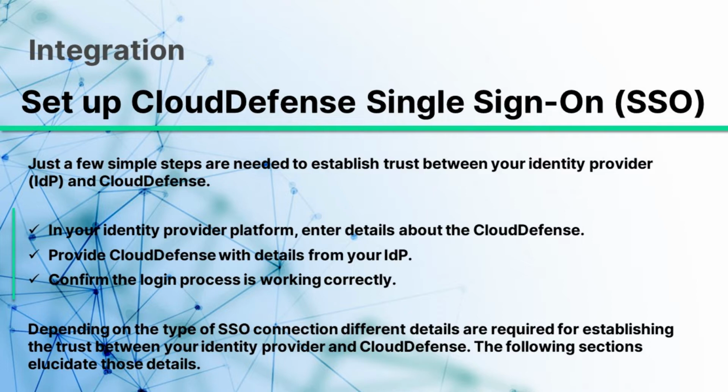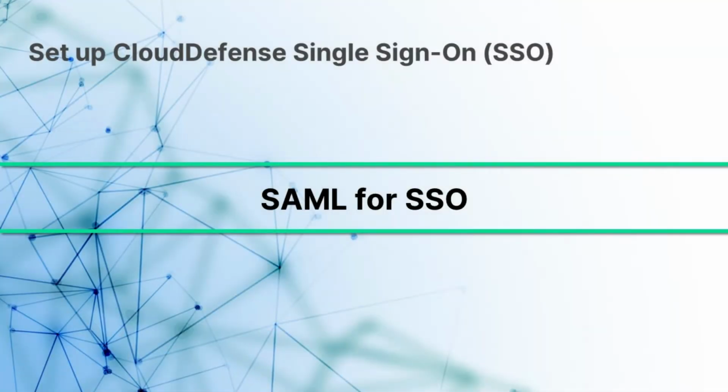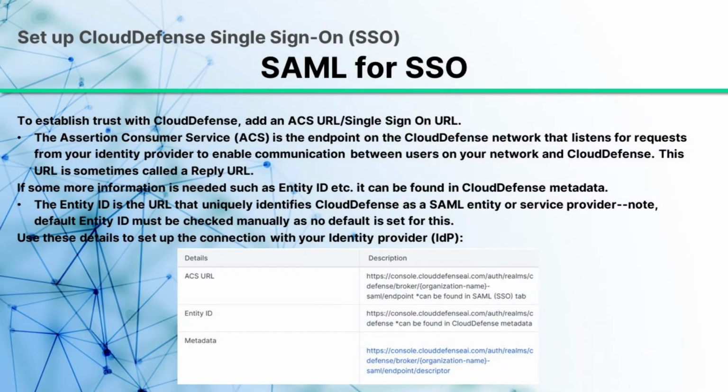Depending on the type of SSO connection, different details are required for establishing the trust between your identity provider and Cloud Defense. The following sections elucidate those details. SAML for SSO. To establish trust with Cloud Defense, add an ACS URL/single sign-on URL. The Assertion Consumer Service, ACS, is the endpoint on the Cloud Defense network that listens for requests from your identity provider to enable communication between users on your network and Cloud Defense. This URL is sometimes called a reply URL.